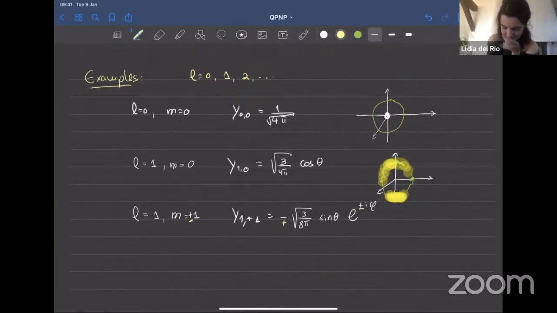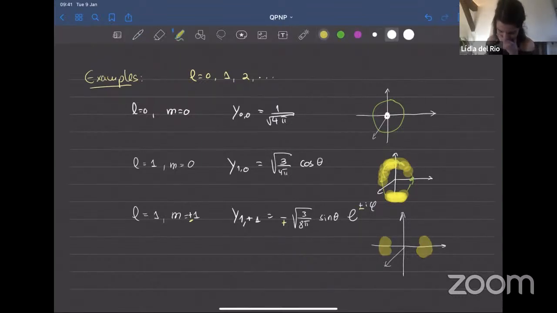So now, what is this? Let me try to draw it. So now it's heavier on the XY plane. It decreases as you go up. And in addition, it has a phase that depends on where in the XY plane you are. But it looks a bit more like this. There are better drawings of these things than I make now.